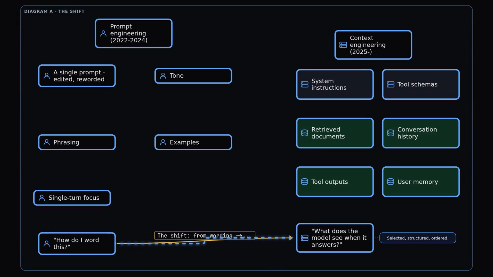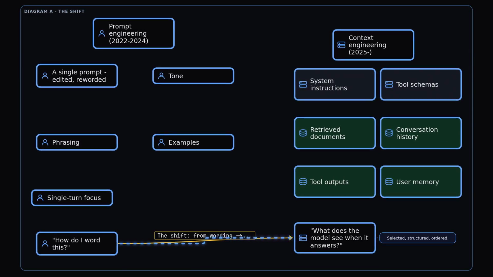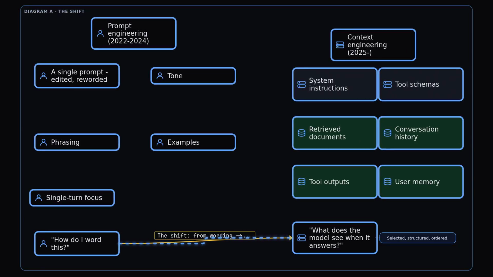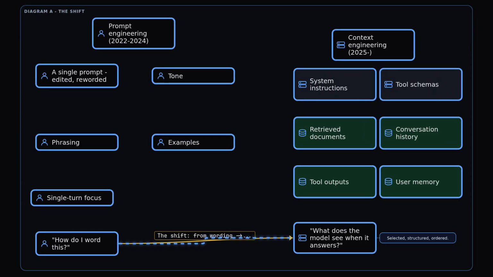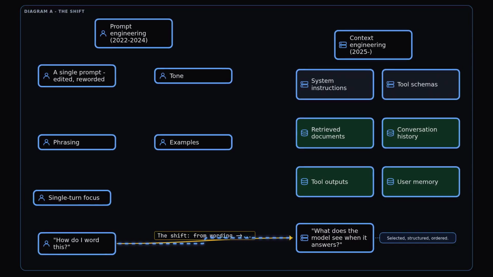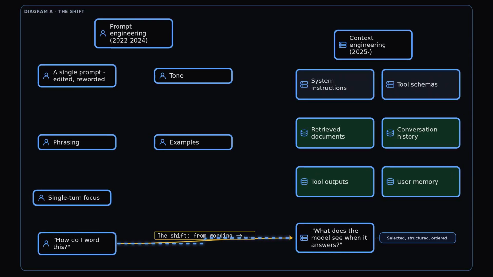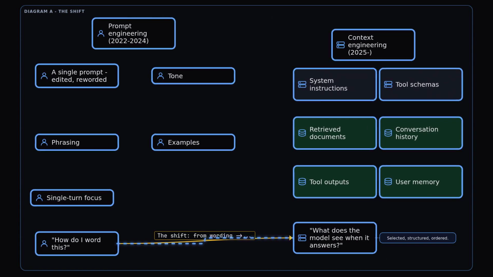Look at the difference. Prompt engineering, left, focuses on how you communicate: tone, phrasing, examples. Context engineering, right, focuses on what information the model has access to: system instructions, tool schemas, retrieved docs, conversation history, every tool output, user memory. Same model, same task. The first asks how to word the request. The second asks what should be in front of the model when it decides.